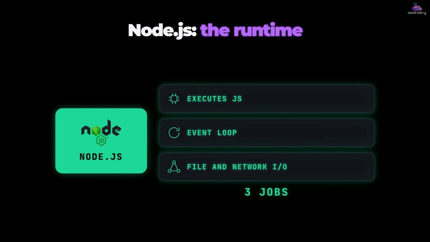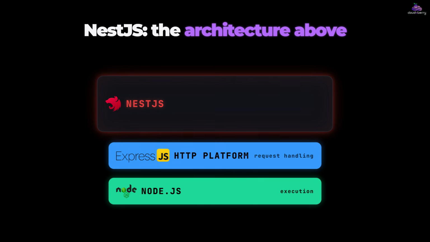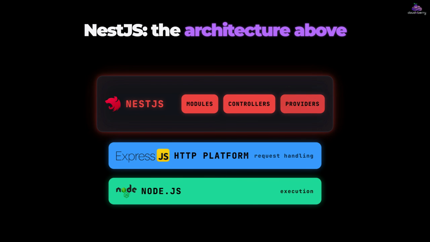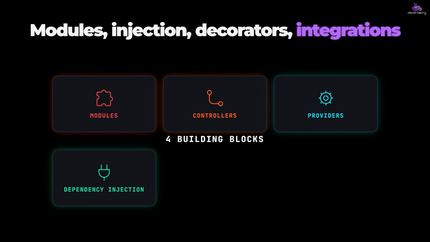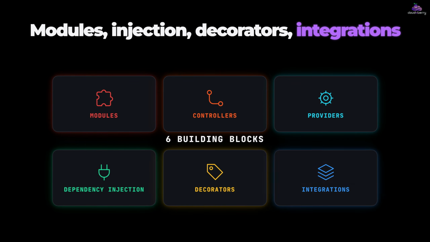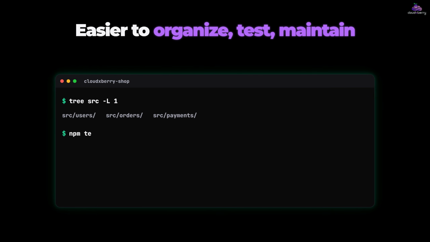So, to summarize, NestJS is not a replacement for Node.js, and it isn't simply another version of Express. Node.js provides the runtime. Express or Fastify can handle the underlying HTTP layer. NestJS sits above that and provides a structured architecture for building backend applications. Its modules, controllers, providers, dependency injection, decorators, and ecosystem integrations help teams build applications that are easier to organize, test, and maintain.